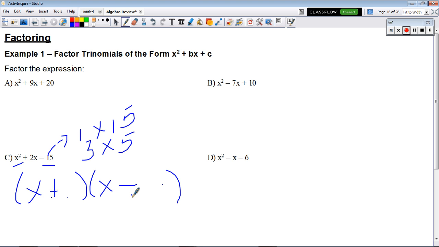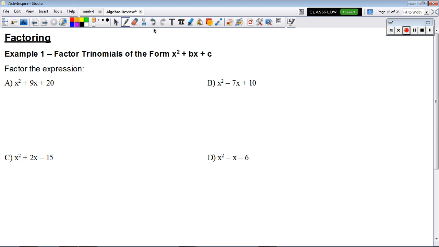So now it matters where I put the 3 and the 5. Notice in the middle it's a positive 2x. So if I put the 5 here and the 3 here, and do the outside-inside part of the FOIL, x times negative 3 would be negative 3x, 5 times x would be positive 5x, and when you put that together, that equals positive 2x. So that shows me that part C is correct.